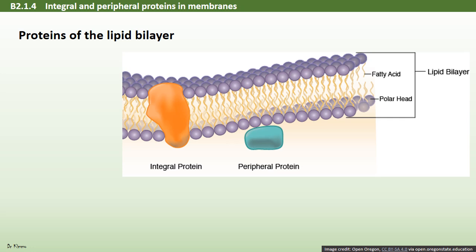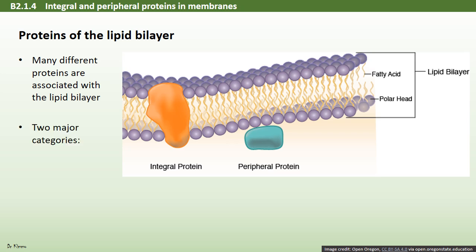The other modes of transport across membranes require proteins. There are many different proteins in the lipid bilayer. Not all of them have to do with transport, but some do. There are two major categories: integral proteins and peripheral proteins.